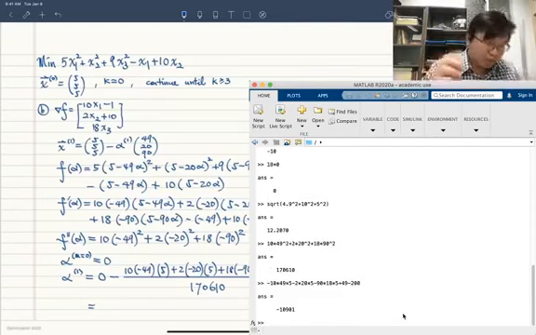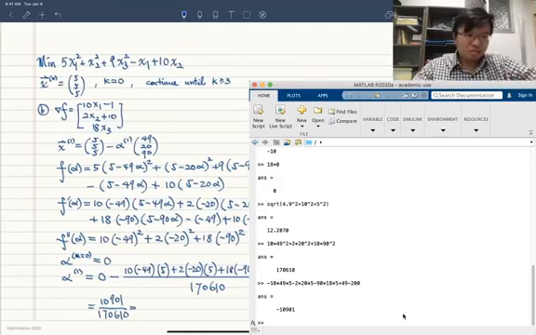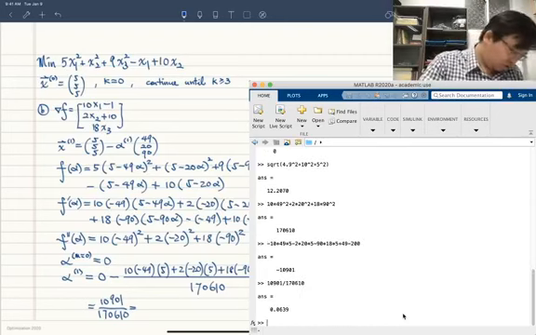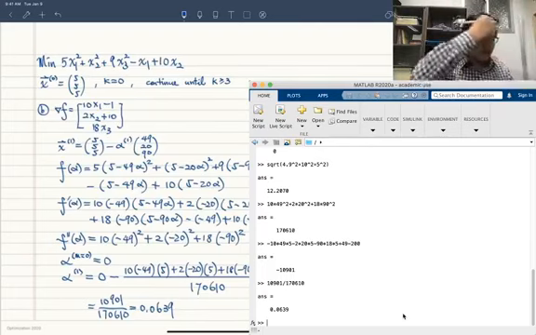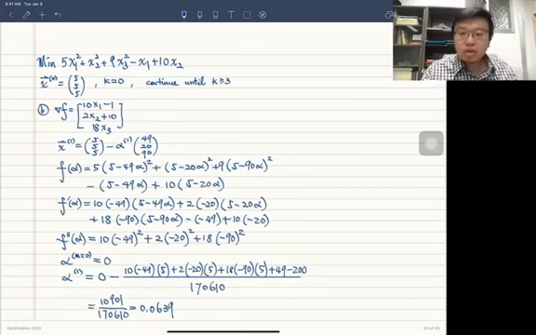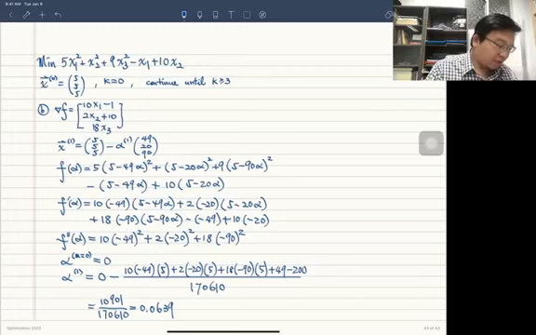Okay, so the negative of this: 10901 over 170610. So let me get this number over 7270. So this is a number like this. Okay, and to be correct, the correct process is that you need to do this again. You need to calculate the alpha again.